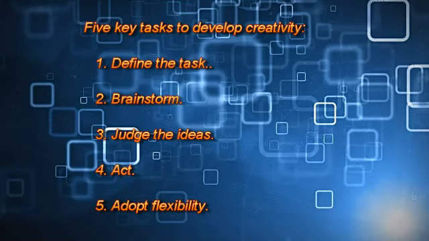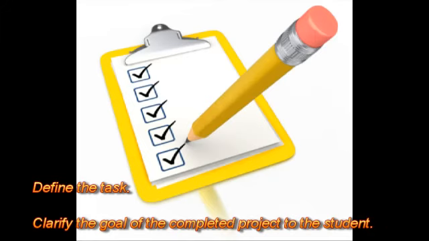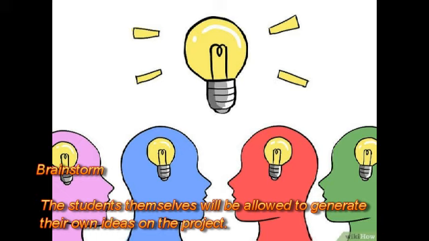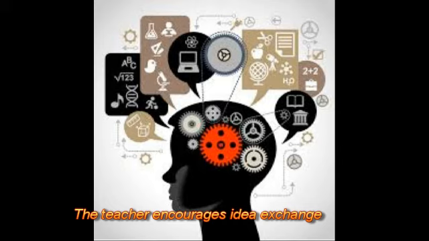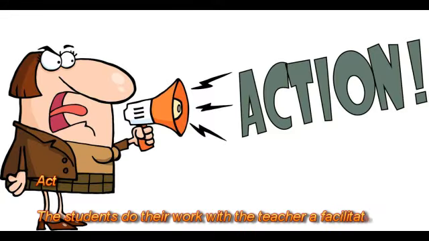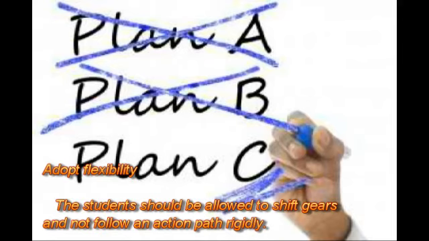To develop creativity, the following 5 key tasks may be recommended. Define the task. Clarify the goal of the completed project to the student. Brainstorm. The students themselves will be allowed to generate their own ideas on the project. Rather than shoot down ideas, the teacher encourages idea exchange. Judge the ideas. The students themselves make an appraisal for or against any idea. Only when the students are completely off track should the teacher intervene. Act. The students do their work with the teacher as a facilitator. Adopt flexibility. The students should be allowed to shift gears and not follow an action path rigidly.